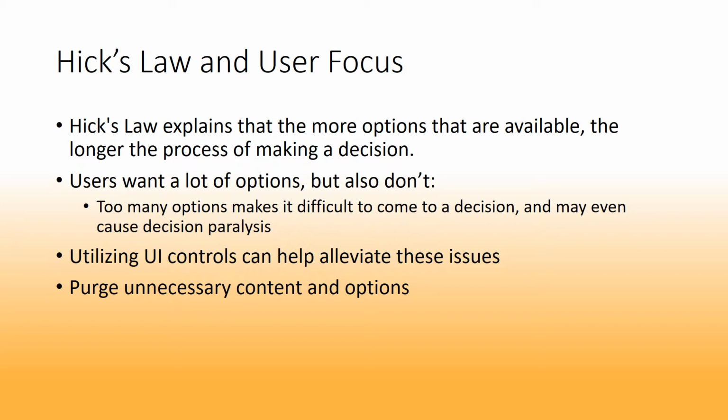Which leads into the next point there. Users want a lot of options, but they also don't. Too many options makes it difficult to come to a decision and can even cause decision paralysis, which is taking so long to make a decision because there are too many options and you're experiencing anxiety about making the wrong decision. So you just don't make a decision. Utilizing UI controls can help alleviate these issues, and then you can also purge unnecessary content and options to make the experience more simple.